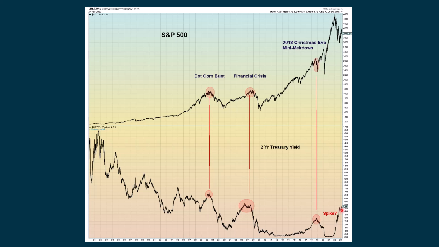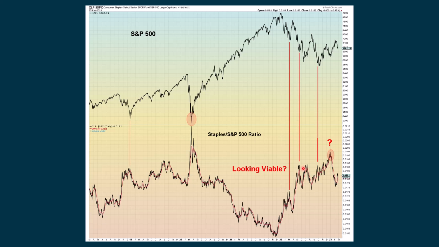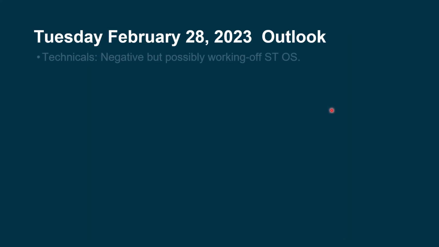And so we'll start watching to see what happens as far as the 2-year yield rising. And our staples to S&P 500 ratio is still positive overall. It ticked down just a little bit. We're still far away from this spike, but we didn't see an awful lot of follow-through based on price. What's our outlook for Tuesday? The technicals are negative and possibly working off this short-term oversold condition.